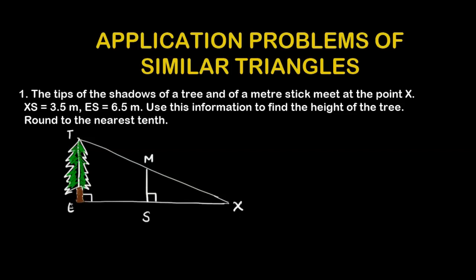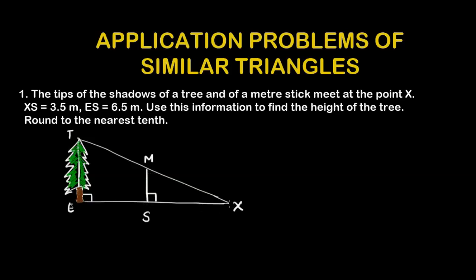Hey guys, in this lesson we will understand the application problems of similar triangles. Let's read the first question. The tips of the shadows of a tree and of a meter stick meet at the point X. So we are given this is the tree and this is the meter stick. Shadow is always made on the ground.